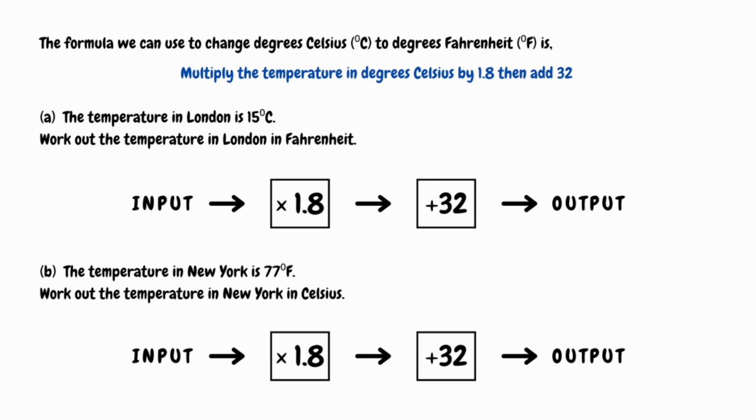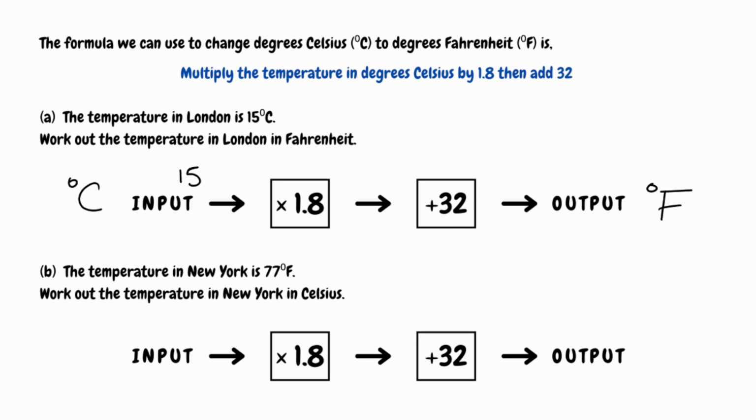So for part A to this question, we have that the temperature in London is 15 degrees Celsius. We need to work out the temperature in London in Fahrenheit. Well, our function machine is converting Celsius into Fahrenheit. So our input is in Celsius and our output is in Fahrenheit. So we want to convert 15 degrees Celsius. So that's going to be our input. That's what we're going to start with.